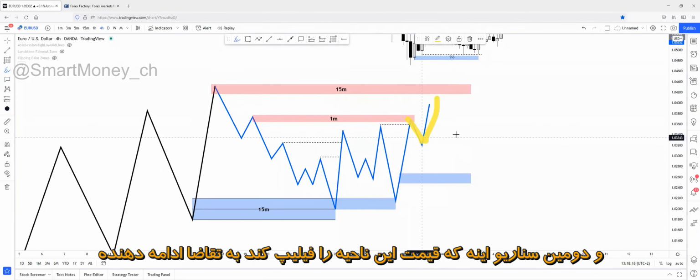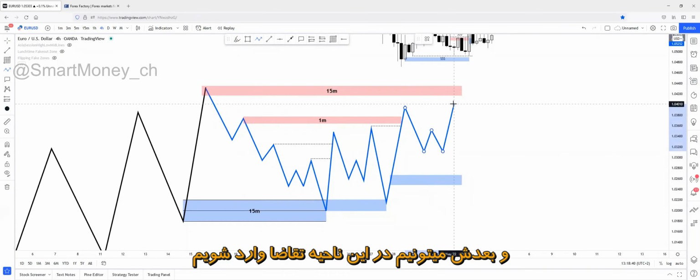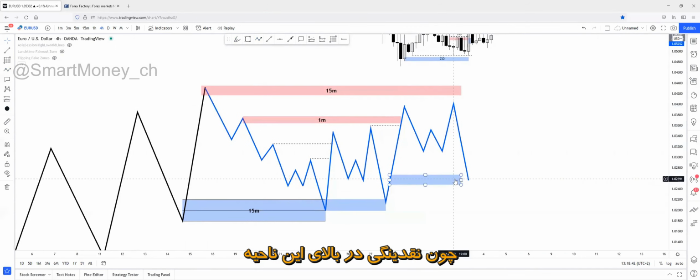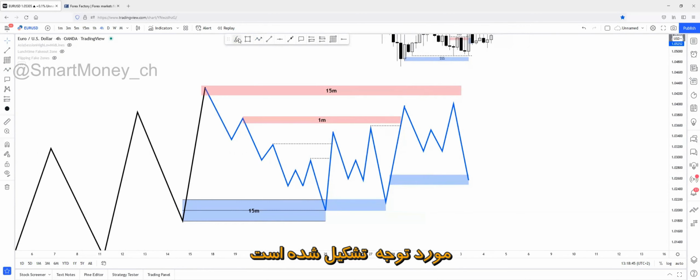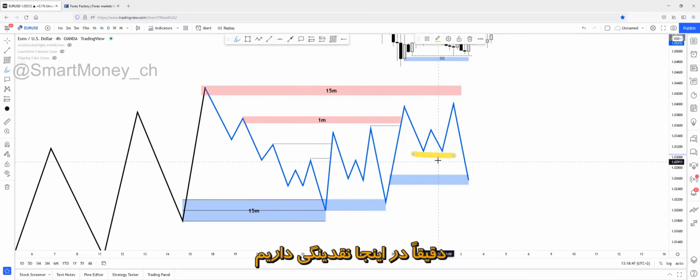Price breaks above this 1 minute supply zone. What can we do in this case? We have to wait for a liquidity creation for this zone. If price creates liquidity for this zone, then we'll be able to enter on this 1 minute demand zone because liquidity has been formed above the entry POI. Here's liquidity. If this is being swept into this POI, then you'll be able to enter on this 1 minute POI with risk entry.